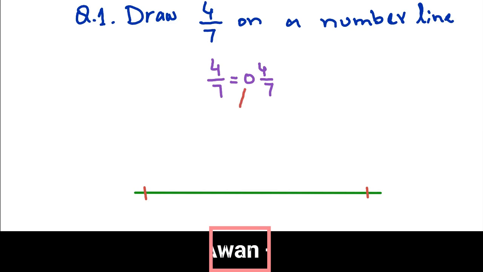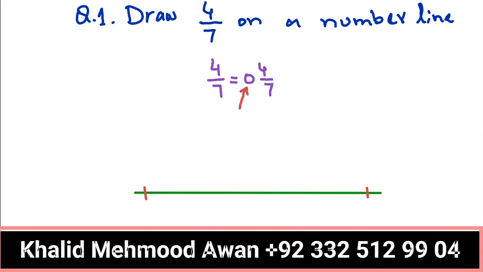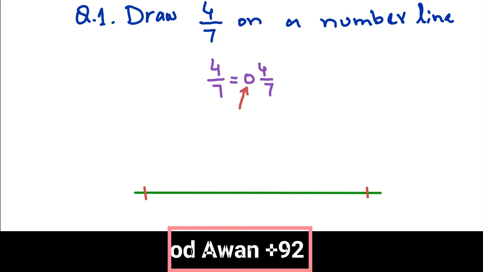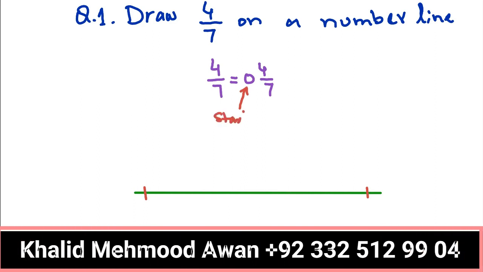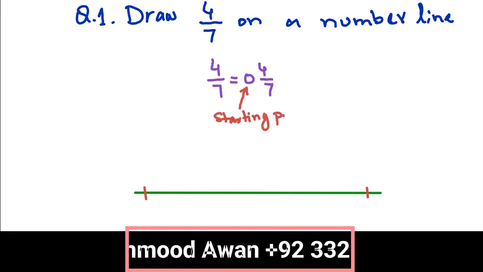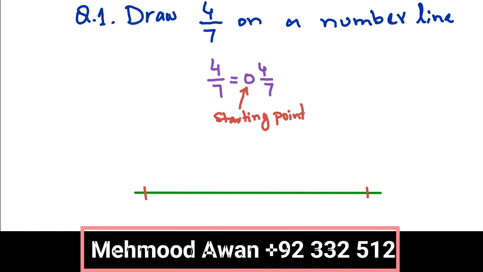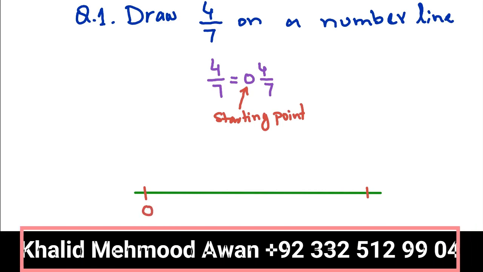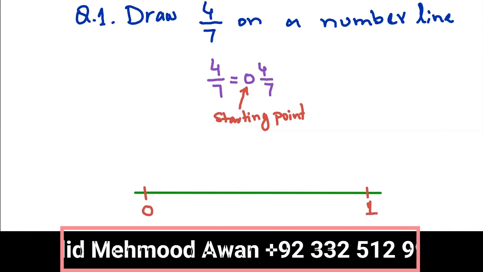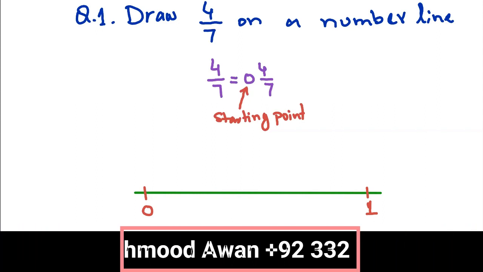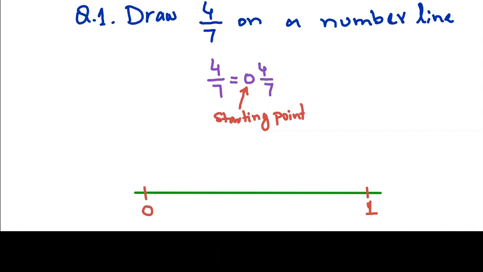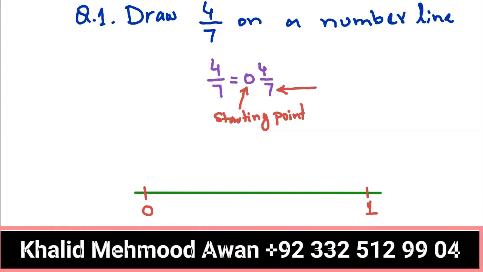One is the side number, which is a whole number, which is mentioning your starting point. What is your starting point on a number line? So that is showing this is 0. So we'll be starting with 0 on a number line. And from 0 to the next number, that is 1, we'll be drawing an integer from 0 to 1, and then we'll be looking for the next number, which is a denominator, that is 7.